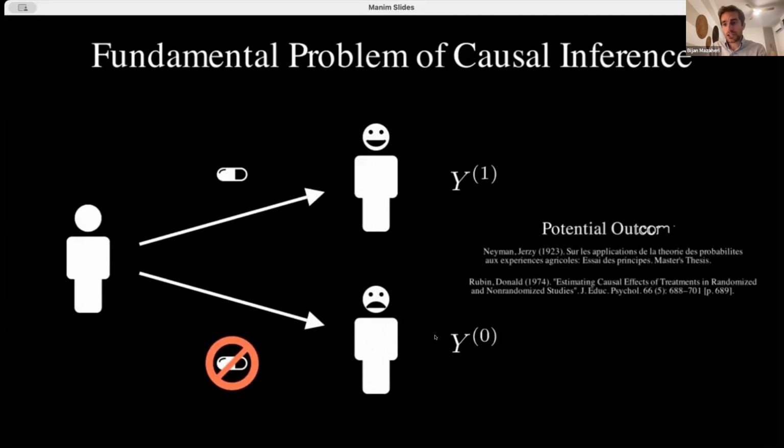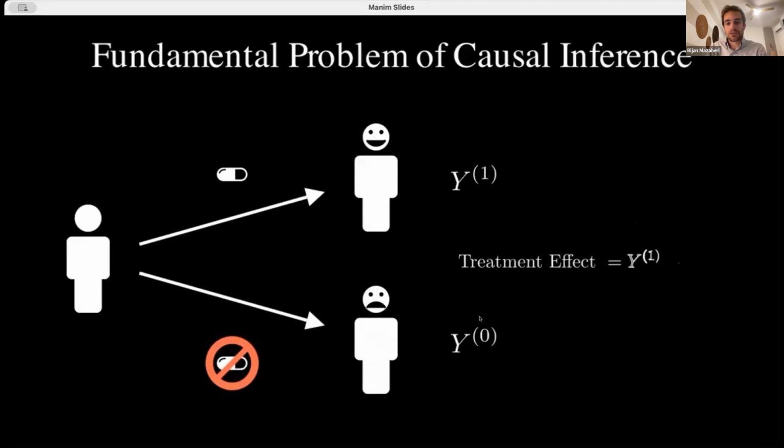And these are sometimes called potential outcomes. So the outcome of getting treatment will be like Y1 and Y0. And the problem is that we can only really observe one at a time, right? And we want to compute the treatment effect, which is the difference between the two potential outcomes. But if I can't observe them both, I can't really compute the difference.